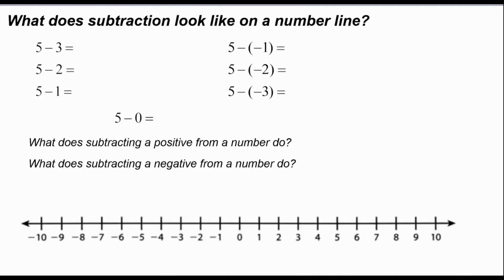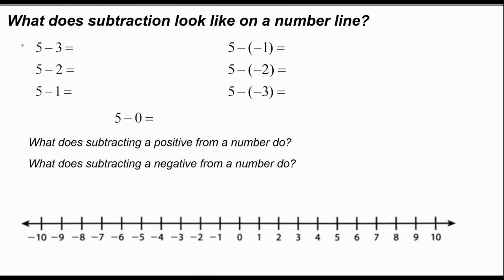So first, what does subtraction look like on the number line? If we can visualize what's happening when we subtract numbers, it's easier to tell what's happening when we're subtracting a negative number. So I've got some basic subtraction problems here, and I'm going to model these on the number line, and hopefully we can see a pattern here and predict what happens when we start subtracting negative numbers.